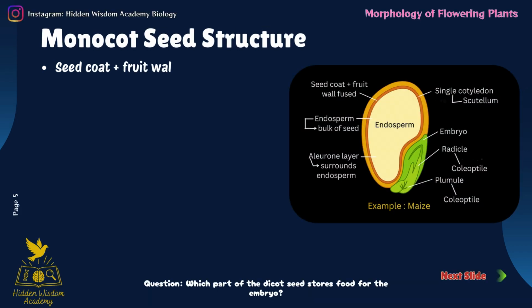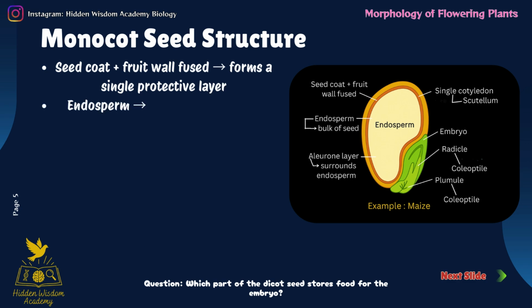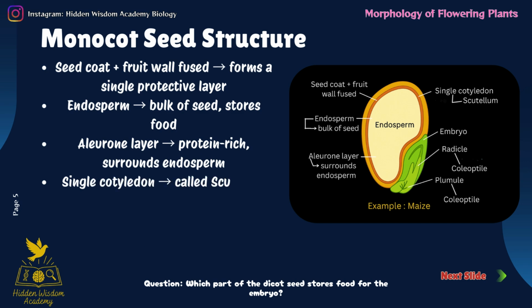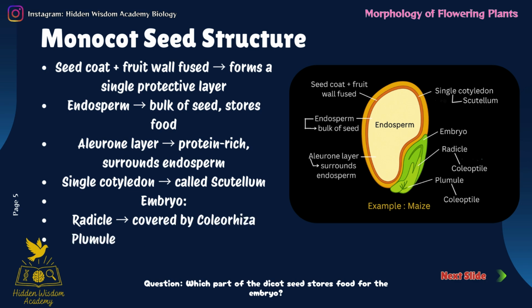Let's talk about monocot seed in detail. Let's take maize as an example of a monocot seed. The seed coat is fused with the fruit wall, forming one covering. Most of the seed is endosperm, which stores food, and it is surrounded by a protein-rich aleurone layer. The embryo has a single cotyledon called the scutellum. The radicle, root part, is covered by coleorhiza, and the plumule, shoot part, is covered by coleoptile. This setup protects the embryo during germination.